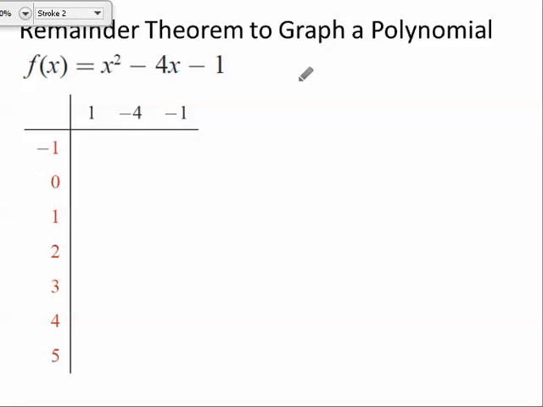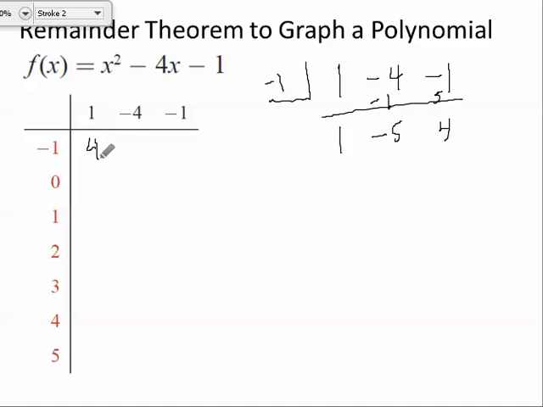Let's see here. Let's try this. So we've got what we're going to divide by: an x squared, a minus 4, and then a minus 1. We're going to start off looking at -1. So we put -1 in there, bring the 1 down. 1 times -1 is -1. Add those together, we get a -5. That gives me a 5 there. And 5 plus -1 gives me a 4. The value at -1 is 4.